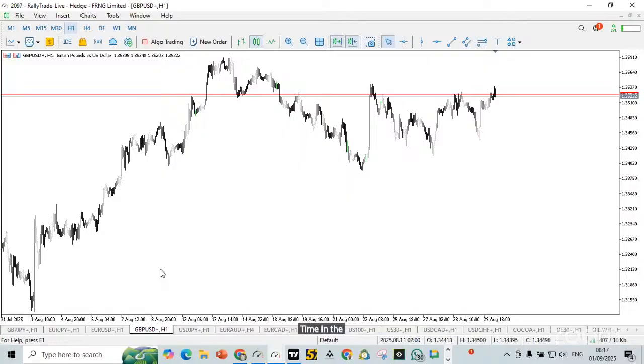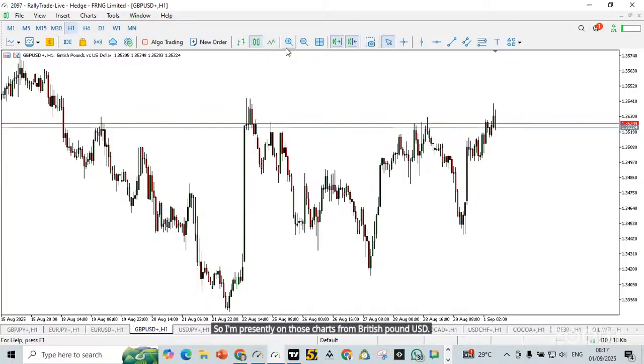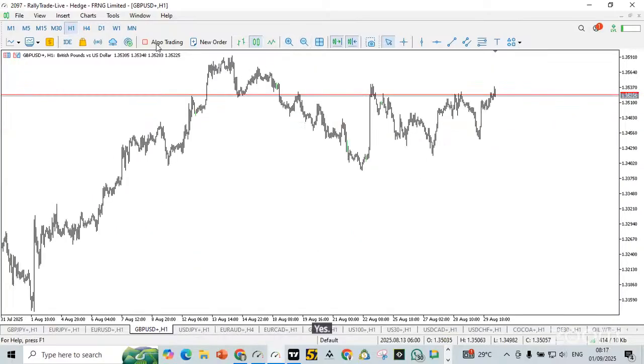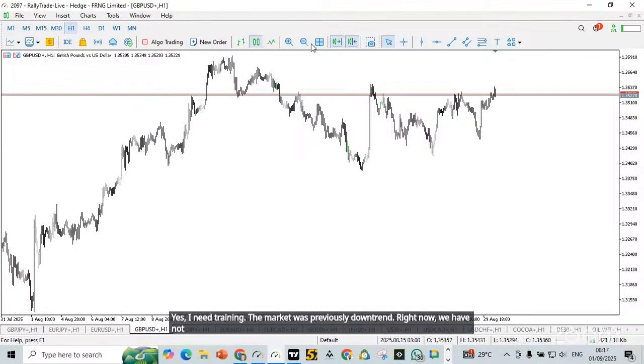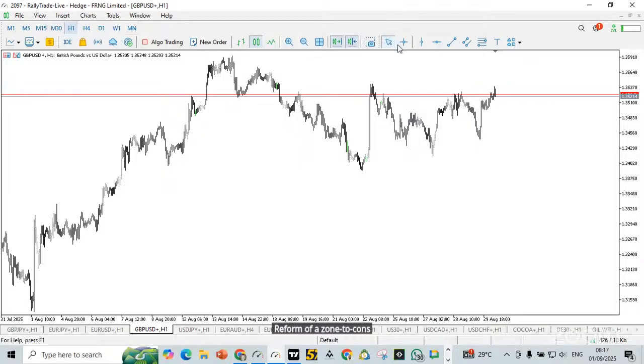So I'm presently on the chart of British pounds USD. So can we find any trend on British pounds USD? Yes, we can find a trend. The market was previously in a downtrend, and right now it has not created a new high. So we are seeing a form of horizontal consolidation.